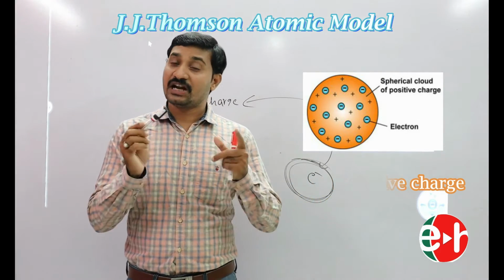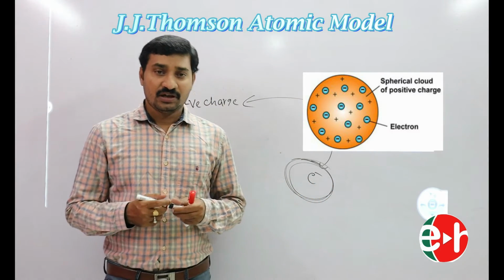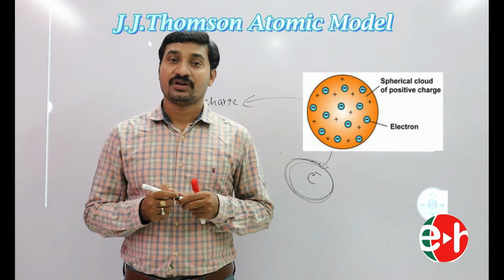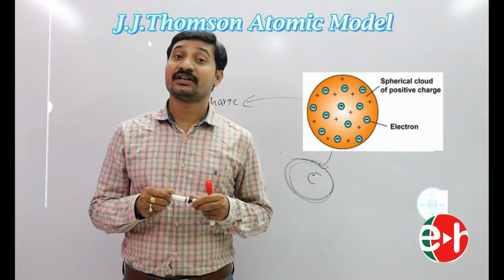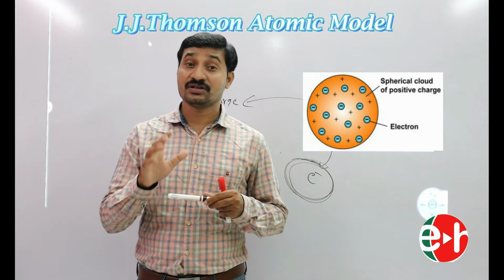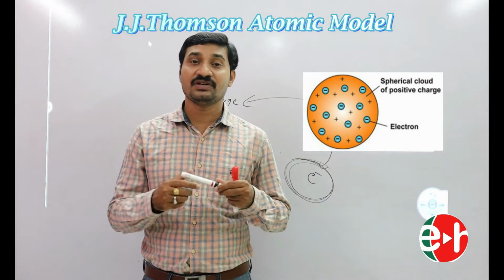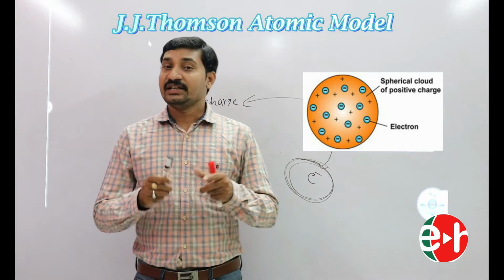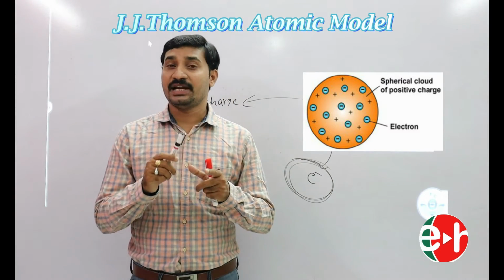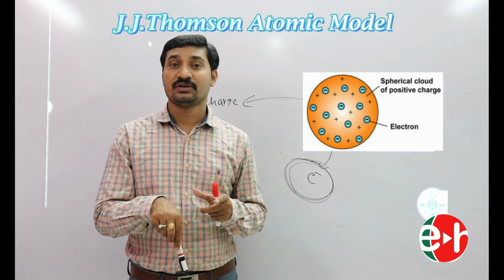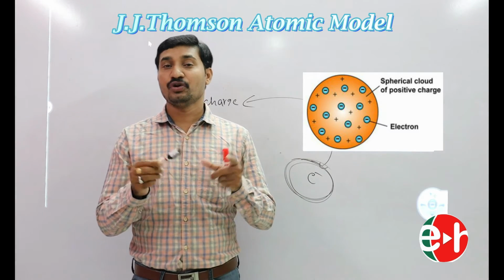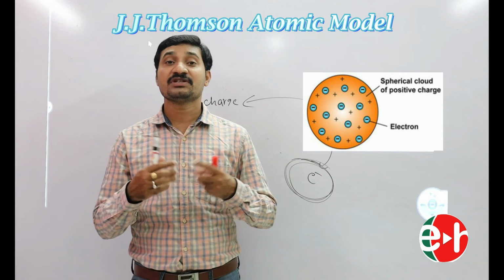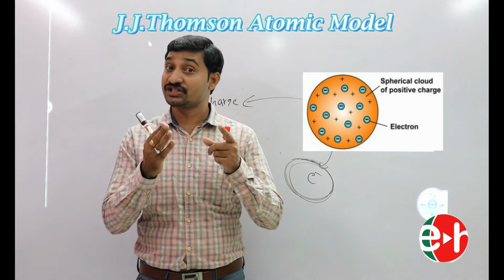But there are some drawbacks here. First, he assumed electrons are stationary, but electrons are not stationary. Electrons always revolve around the nucleus. And second, if both positive charge and negative charge stay together, then the atom must collapse. But atoms are stable.